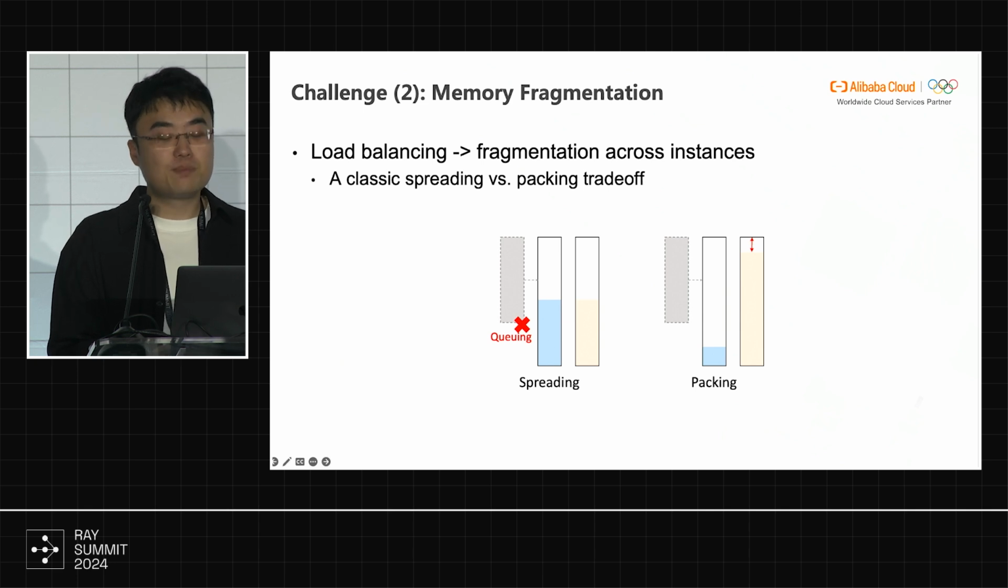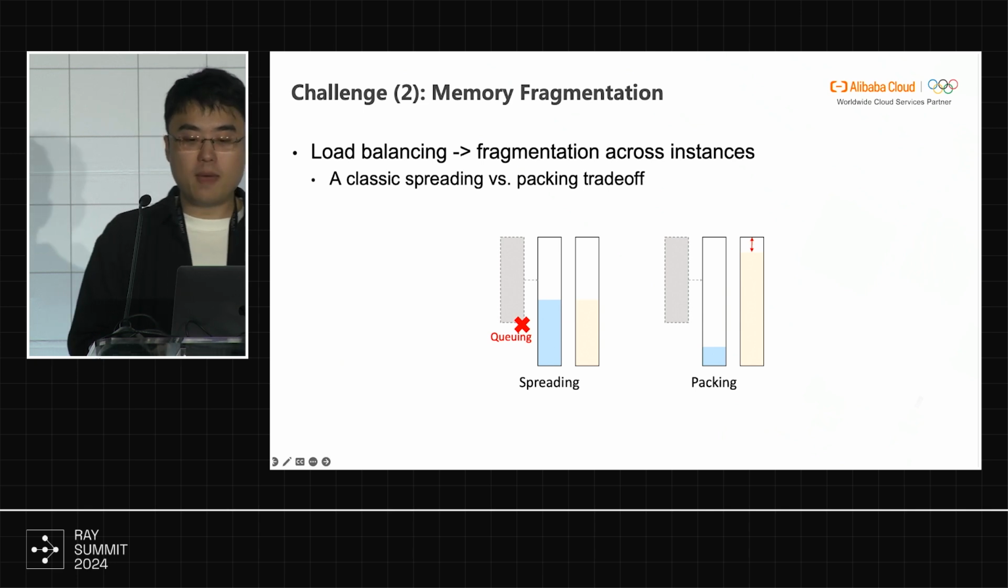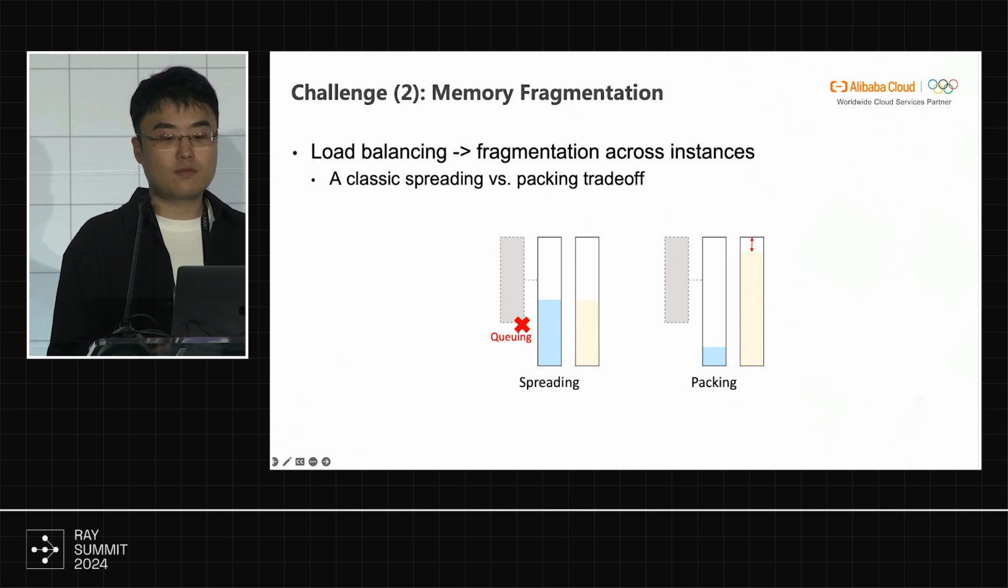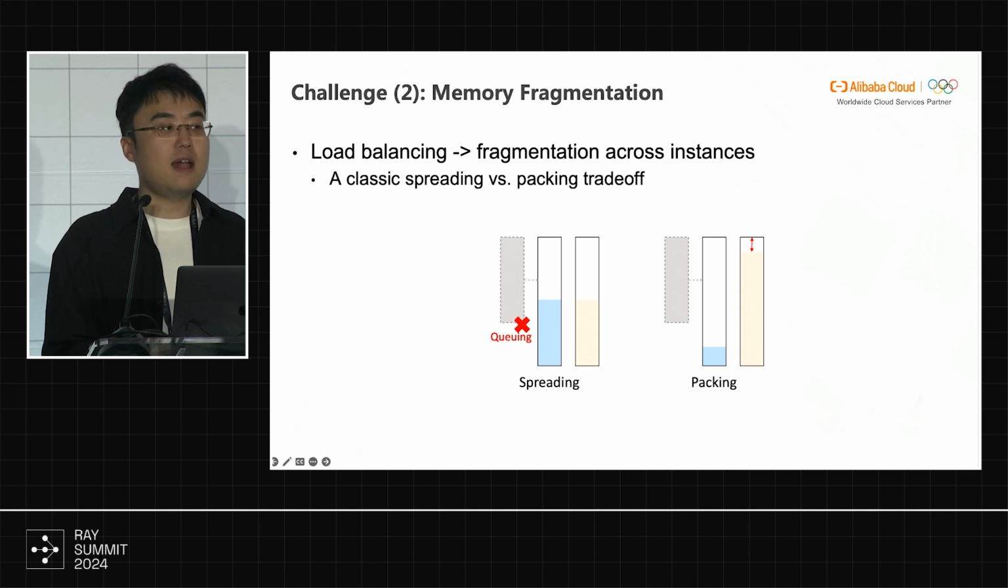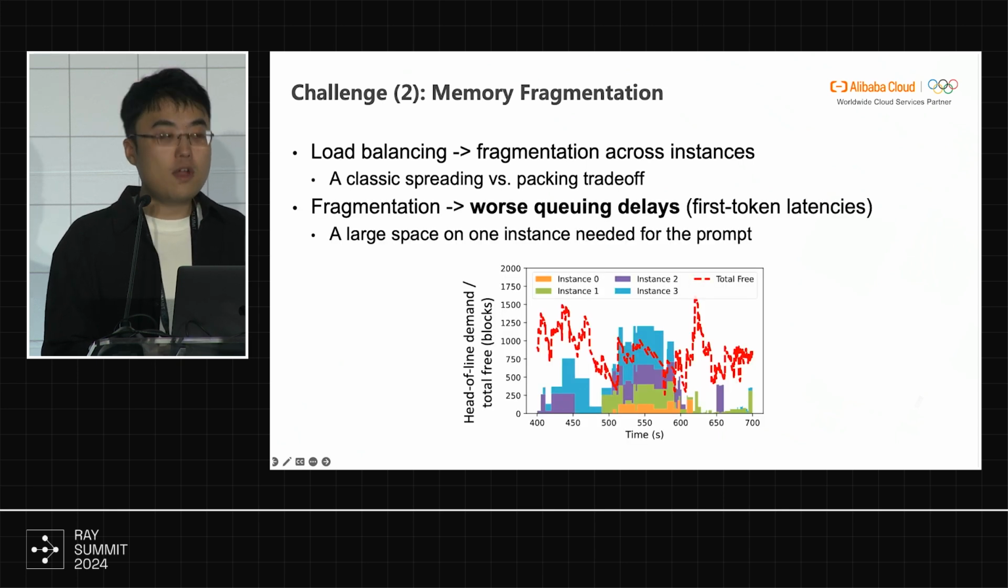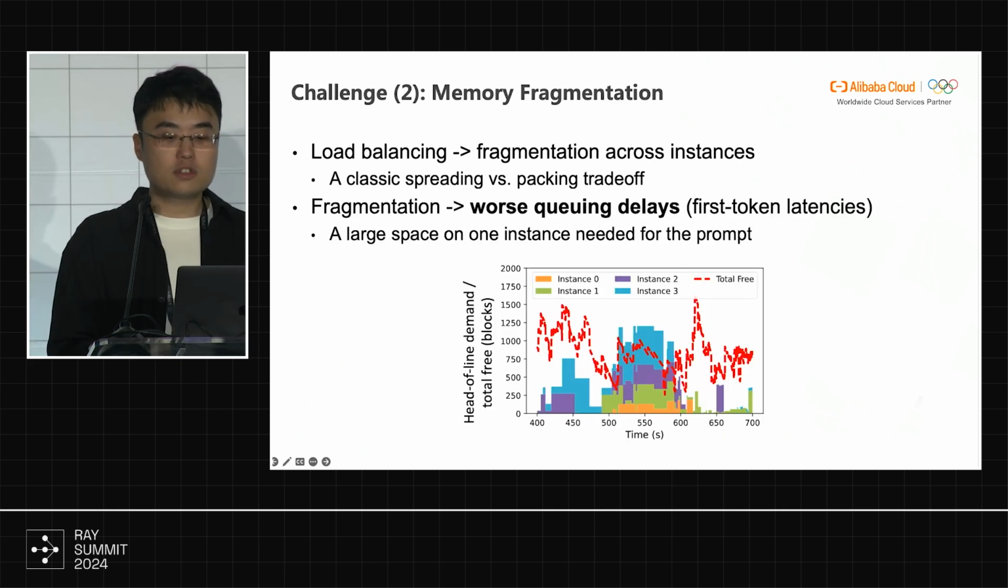Is that enough? No. Load balancing also means memory fragmentation across instances because we tend to spread the cluster's free memory space over multiple instances. Actually, this is a classic spreading versus packing trade-off in scheduling problems. Fragmentation can lead to worse queuing delays, especially for the long inputs, because the large space on one instance is needed for accommodating the KV cache of the whole prompt.